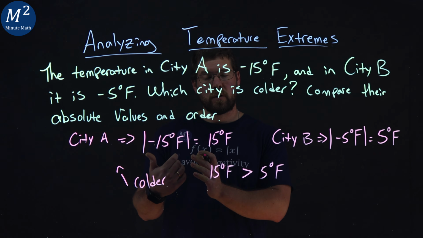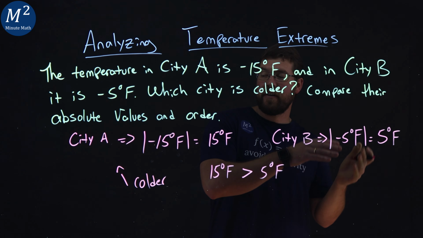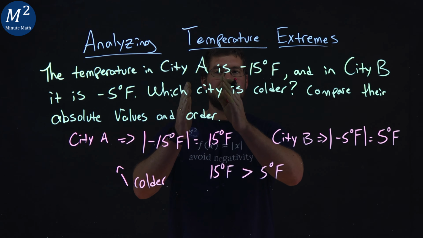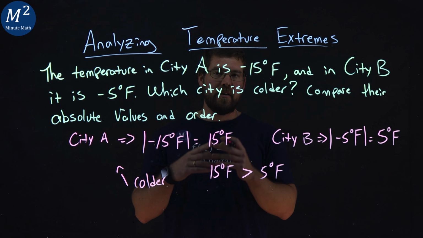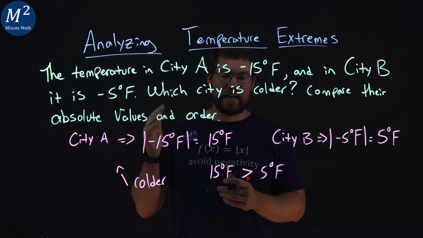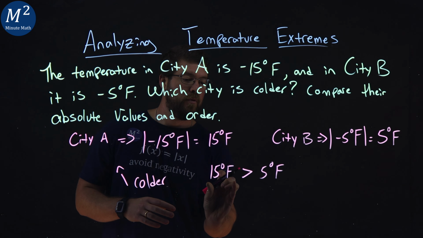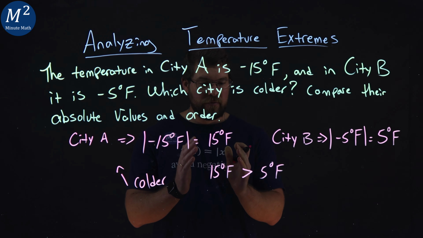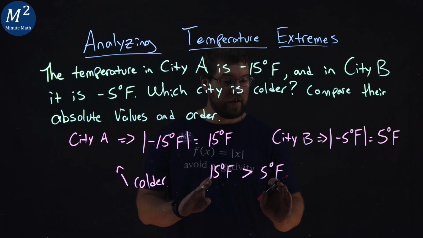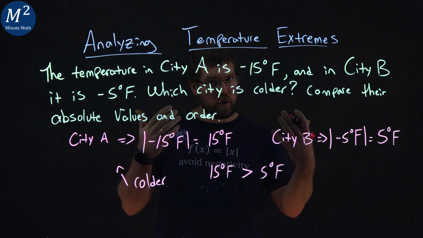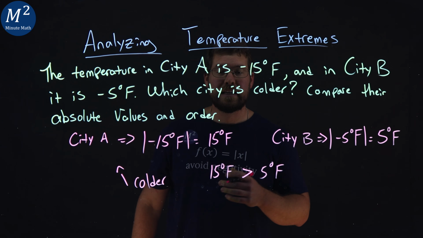Negative 15 is more cold than negative 5, which is city B. So negative 15, city A, is more cold than city B, which is negative 5 degrees Fahrenheit. And so the change in that difference, the absolute value of them, 15 degrees Fahrenheit, is greater than 5 degrees Fahrenheit. We're talking about the coldness here, since both were negative.